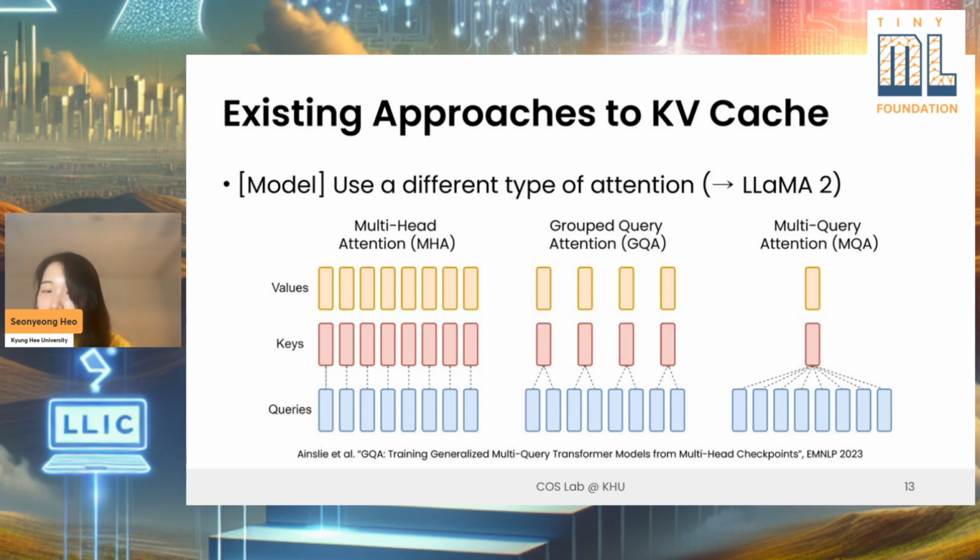There have been various approaches to reducing the memory overhead of KV cache. One popular approach is to redesign a model with a different type of attention. As illustrated in the figure, multi-head attention is a typical type of attention used in transformers. Grouped query attention and multi-query attention are newly introduced types of attention, which can reduce the size of KV cache by using fewer key and value tokens. Grouped query attention is already applied to the Llama 2 model, which is one of the new features of the model.